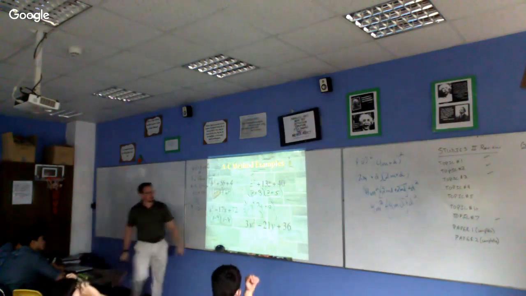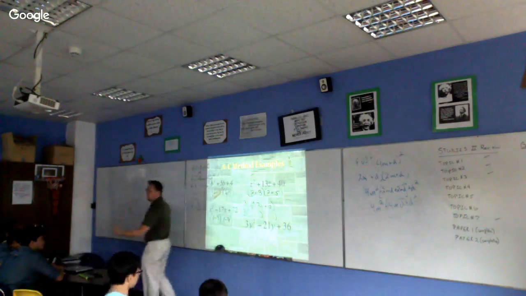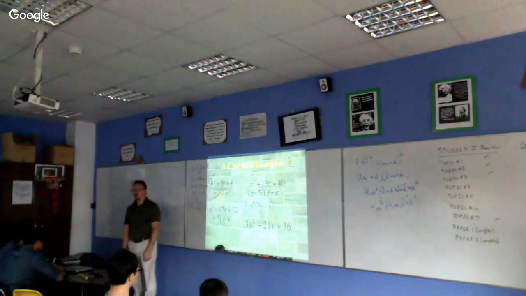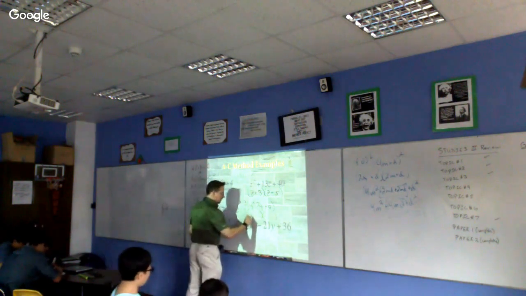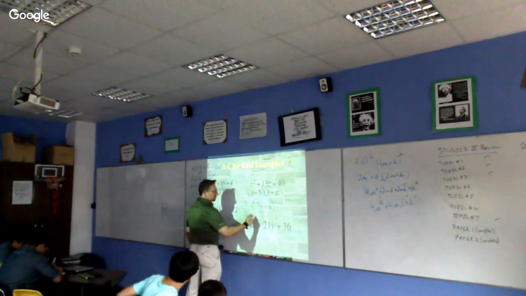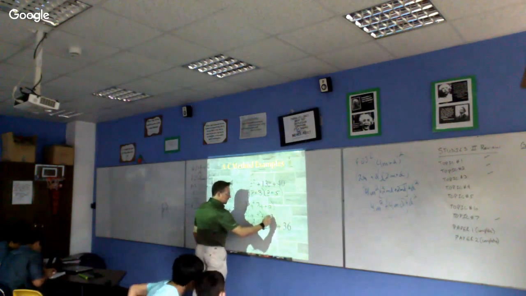Well, now we're back to a leading coefficient of 1. What two numbers multiply to give me a positive 12, but add together to give me a negative 7? y minus 4 times y minus 3.